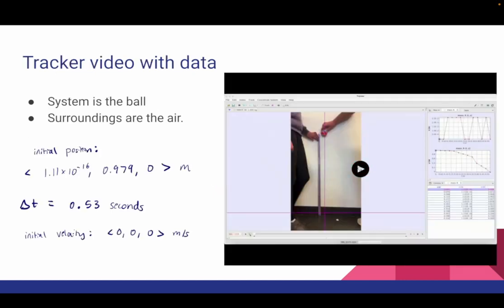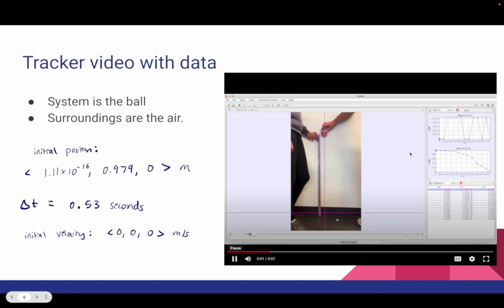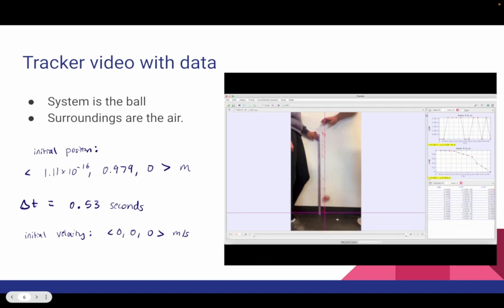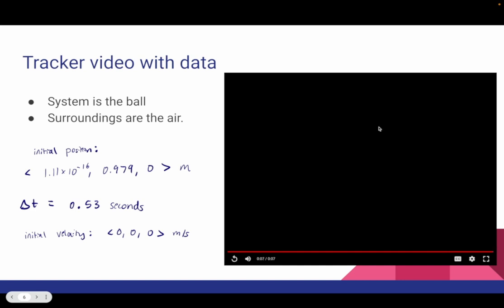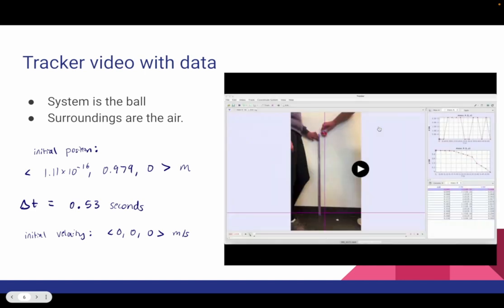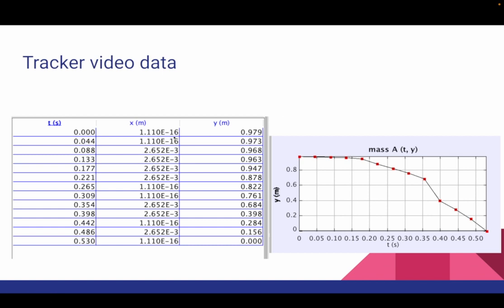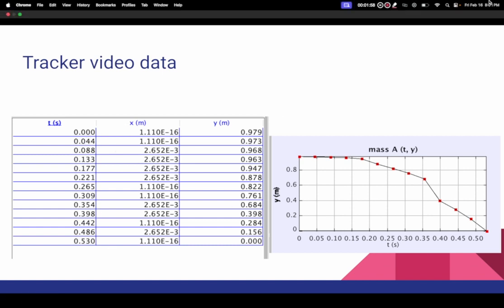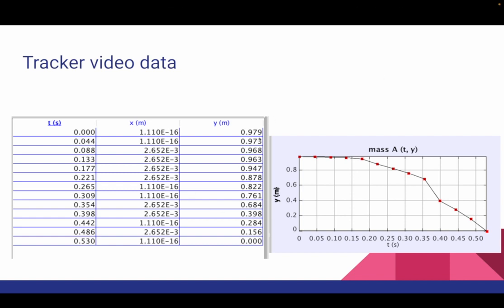So here's my tracker video. The system is the ball, the surroundings are the air. And here's the data for it. It took a time of 0.53 seconds, and it started at 0.979 meters and ended at 0 meters.